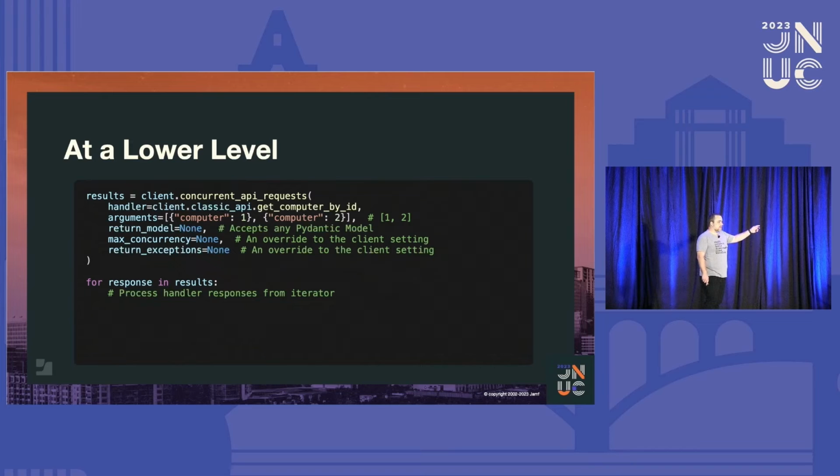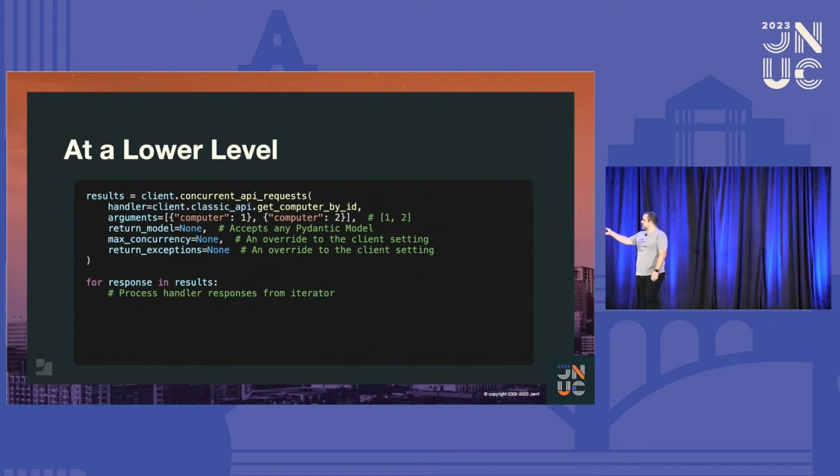So the concurrent API requests method is built into the SDK and is available for you to use. It's really just a wrapper around concurrent futures ThreadPoolExecutor. I remembered that without looking at my notes. So it's not really hard to use that, but this is a nice wrapper. This is what the SDK uses internally in order to wrap all of its concurrent operations. It's available for you to use.